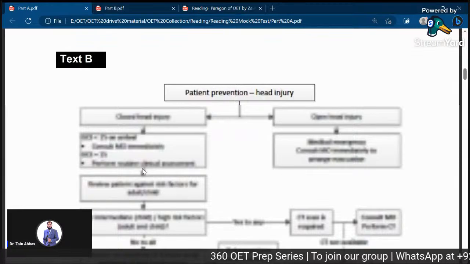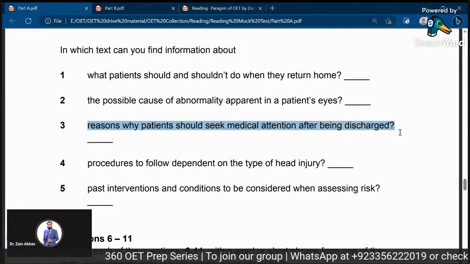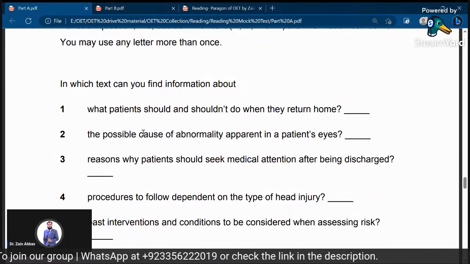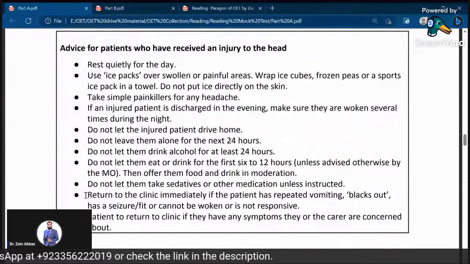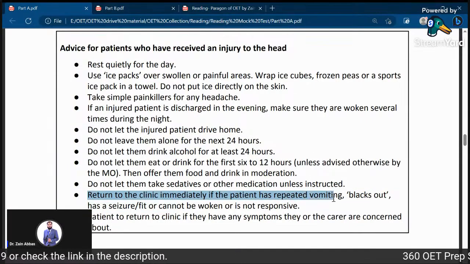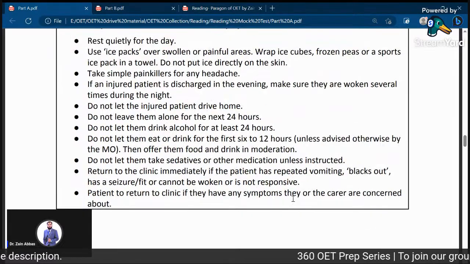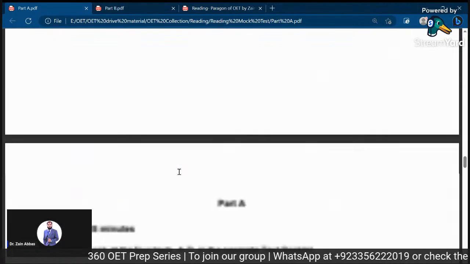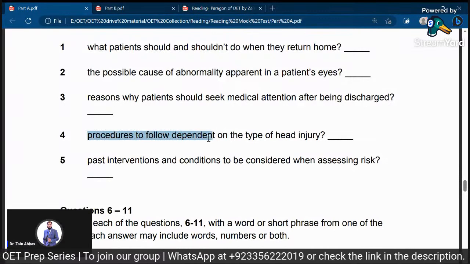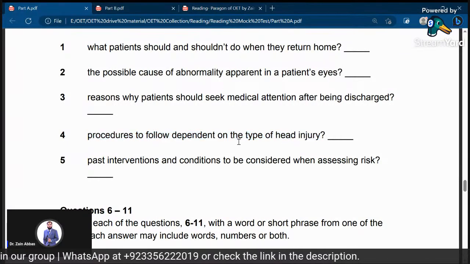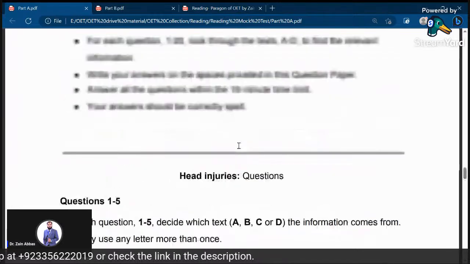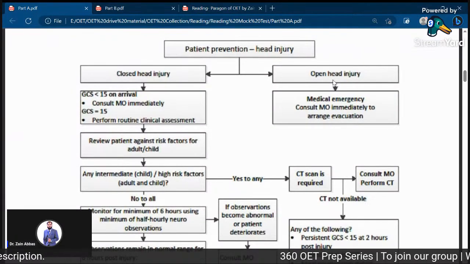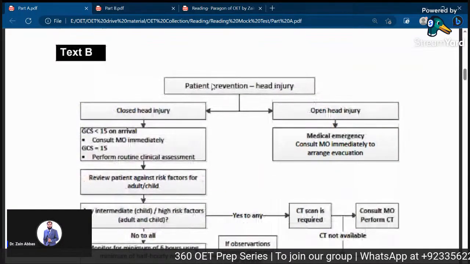Then the next question comes with a reason why the patient should seek medical attention after being discharged. So this is all about the text D, because it has some stuff like return to the clinic immediately if the patient has reported vomiting, like that. This return to the clinic has now been questioned. The next question is about the procedure to follow dependent on the type of head injury, and we have just scanned that there are two types of management in the flow chart: closed head injury and open head injury, and it has been questioned in our original question.